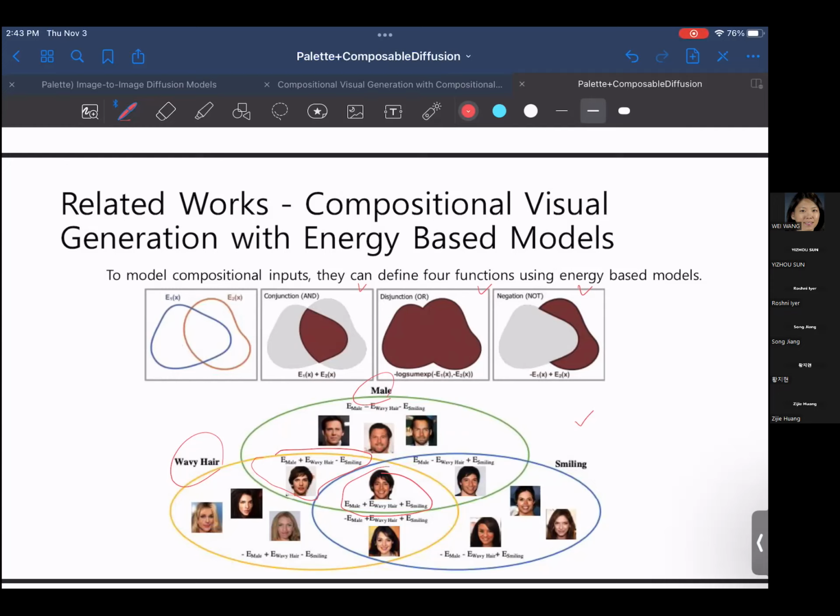Then it's going to have three different conditions. But when it's just male and not wavy hair and not smiling, then it's going to be minus instead of plus. And this kind of energy-based model uses these energy-based equations to derive these conjunctions, disjunctions, and negations very easily.